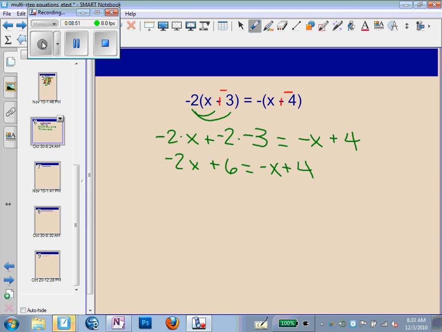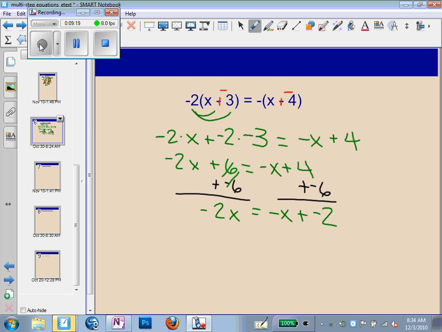Next, we're going to add negative 6 to both sides, just like we always would to start off solving our equations. We want to get rid of any constants that are being added to the left-hand side. So we don't want any constants over there. When we simplify, the 6 and the negative 6 equals 0, so we get negative 2x on the left equals negative x plus 4 plus negative 6 is negative 2.